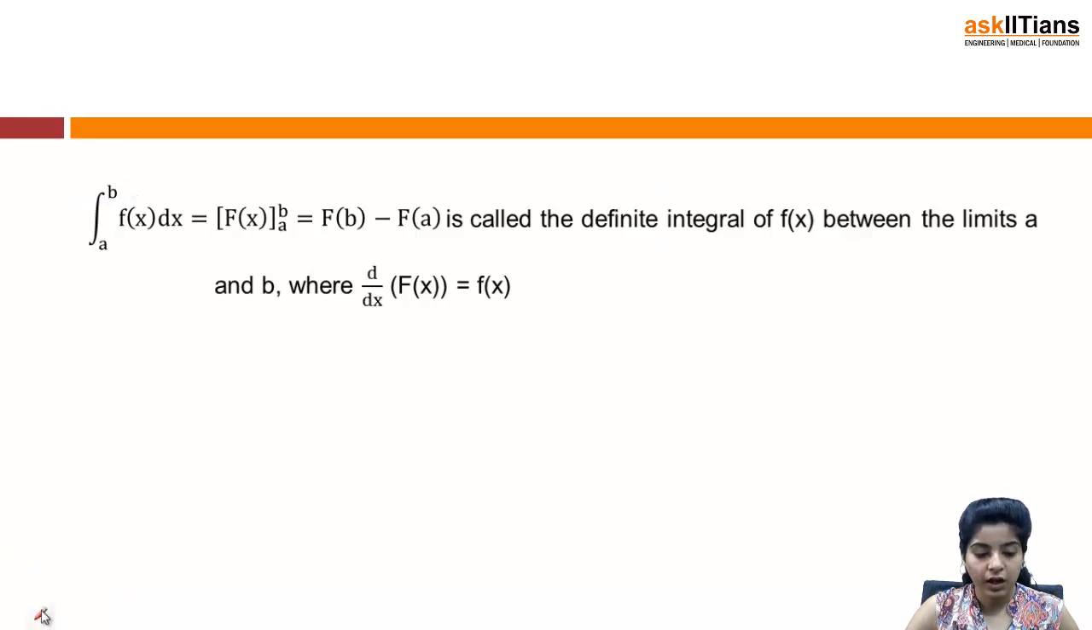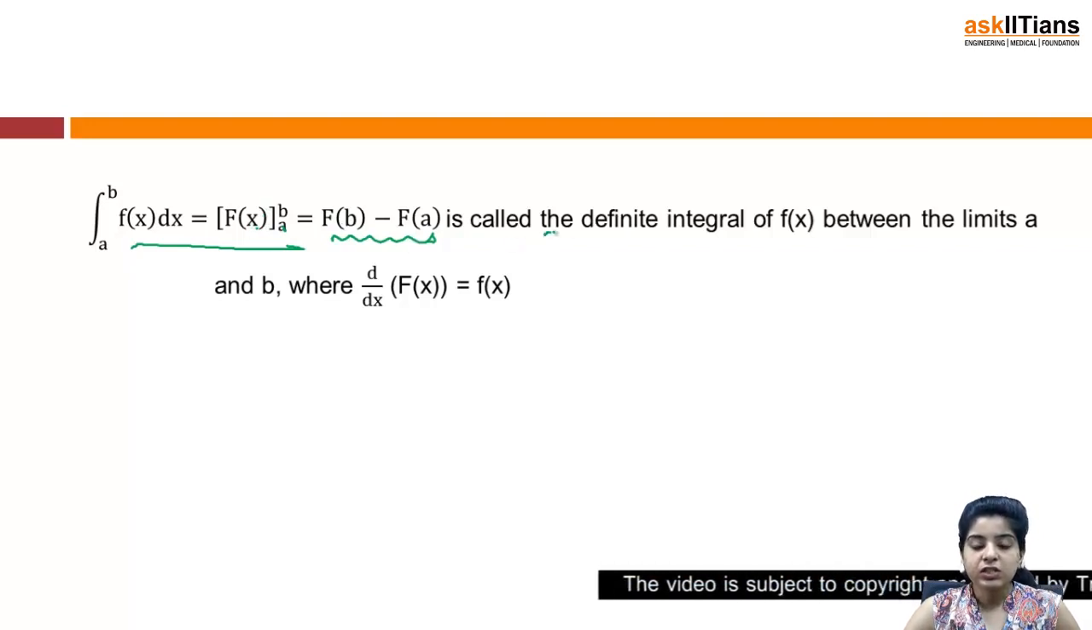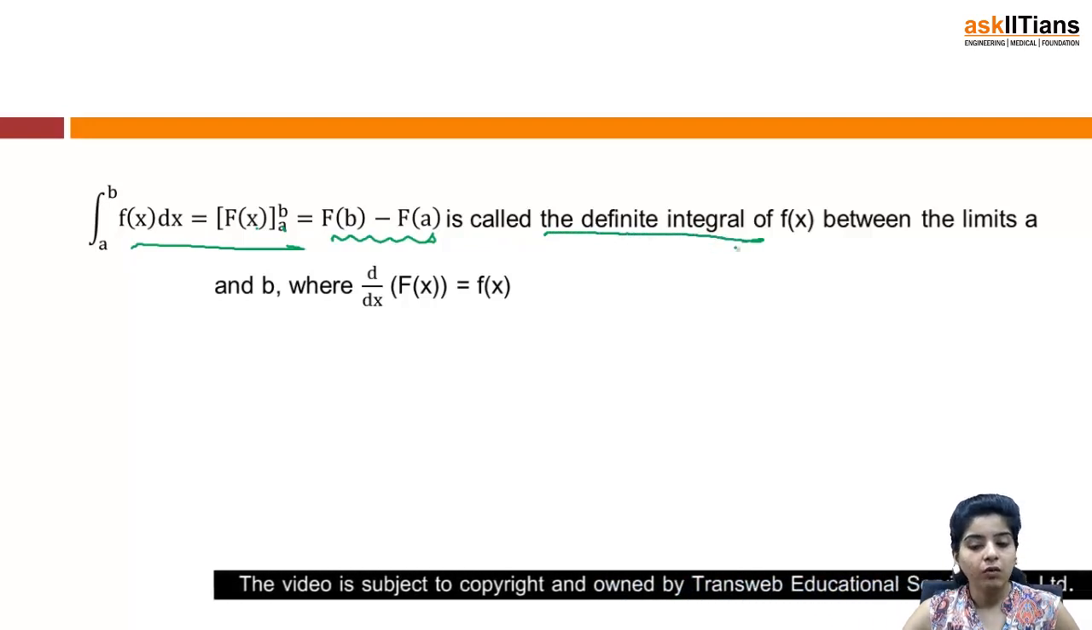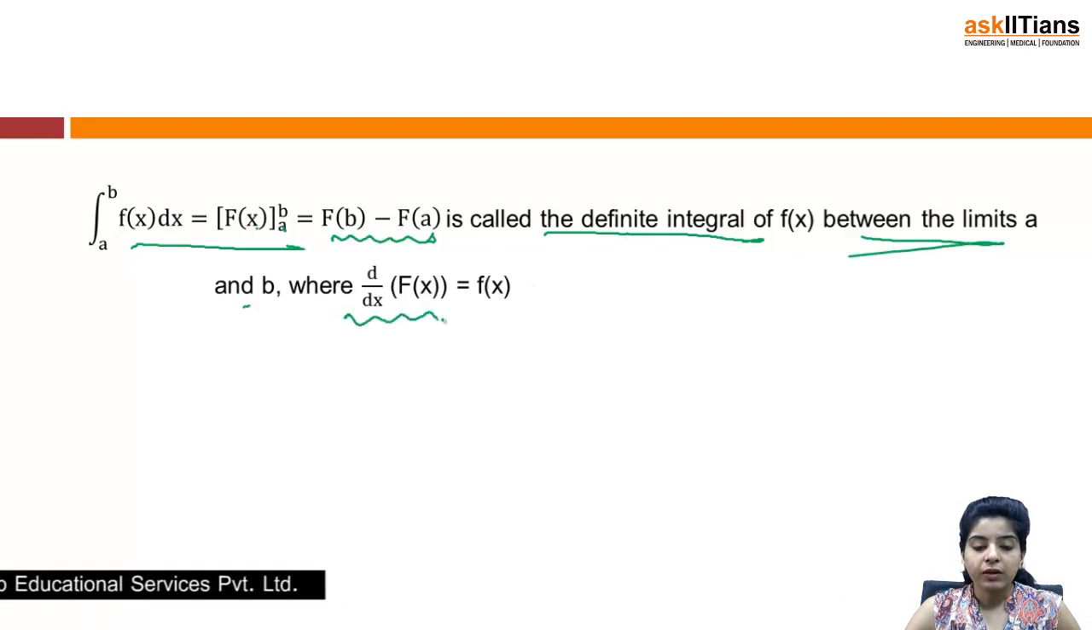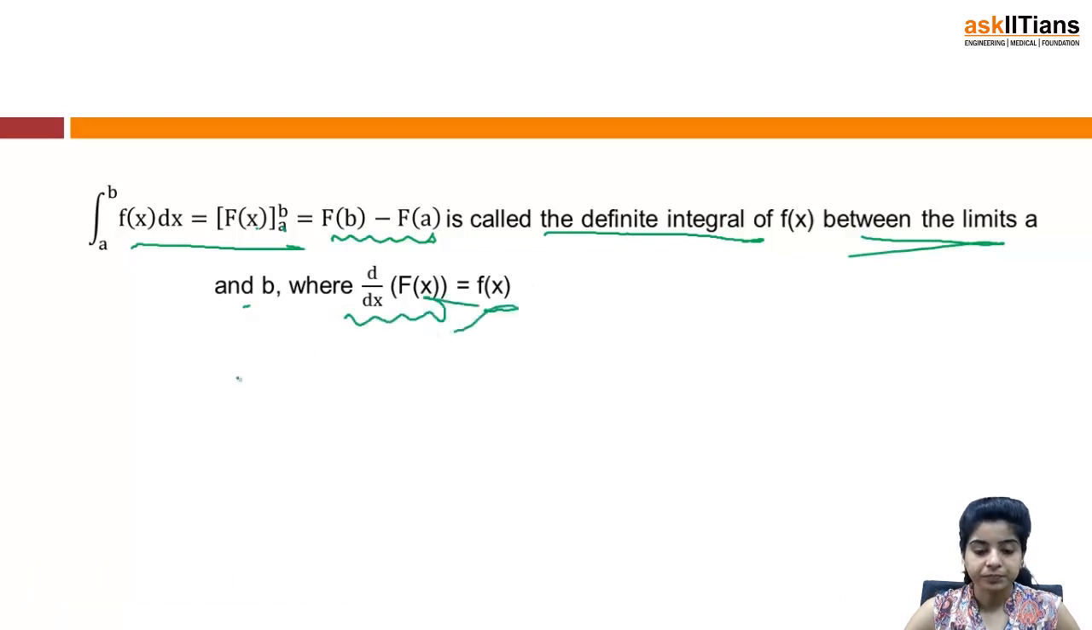So what exactly are we going to do in definite integration? Integral a to b f(x) dx is equal to F(x), where limits vary from a to b, and that is equal to F(b) minus F(a). That is, first of all at the point b we will find out the value of the function minus the value of the function at the point a, and this is called the definite integral of f(x) between the limits a and b, where derivative of capital F(x) is small f(x).